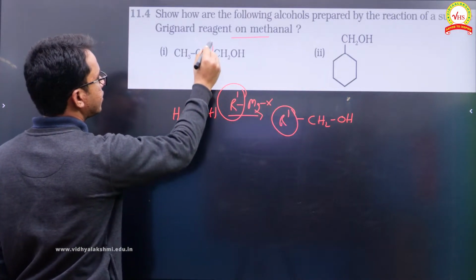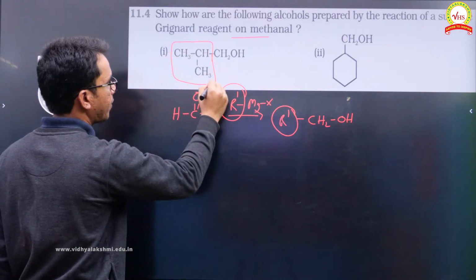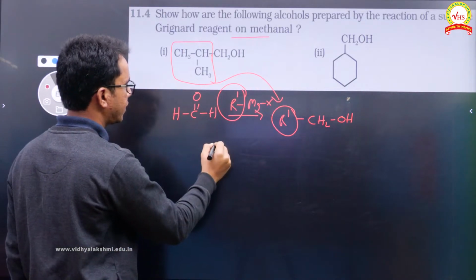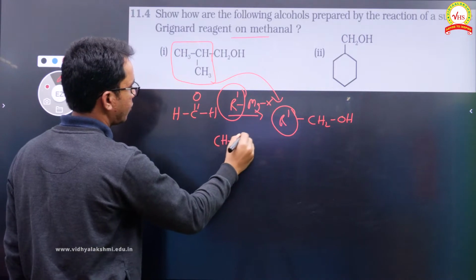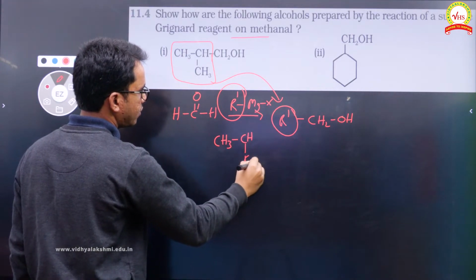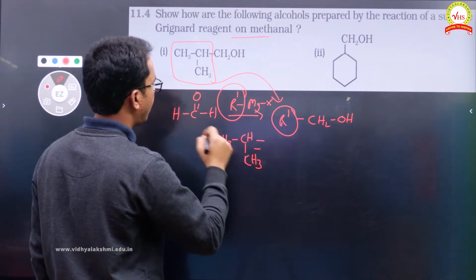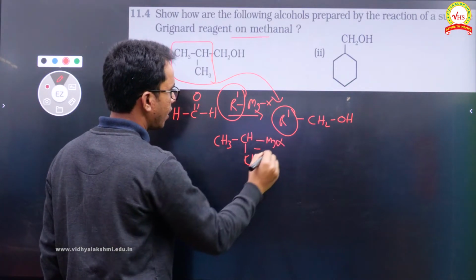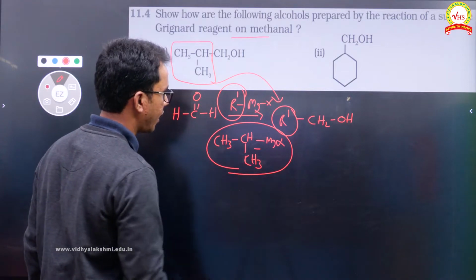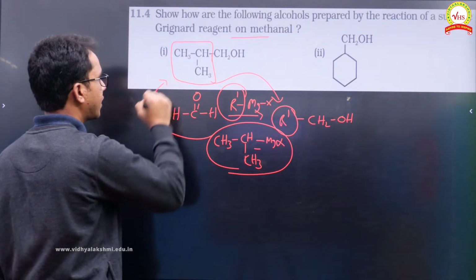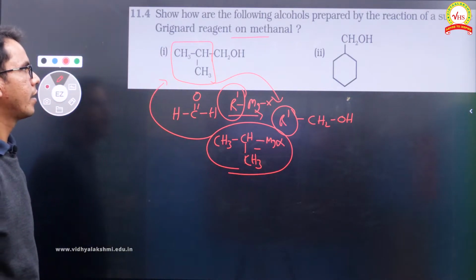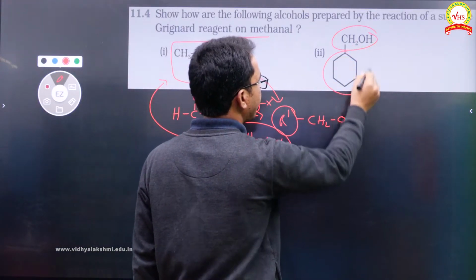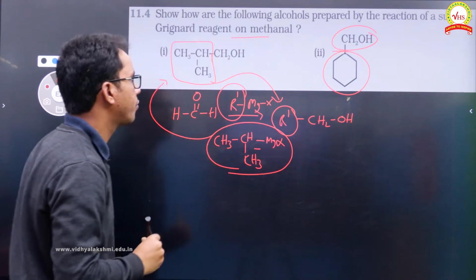Now what is this group we have? That is R dash. Let us take this one, the isopropyl group, CH3 and MgX. If you use this particular reagent over there, we will get this particular alcohol. Over here also, methanol is the common one, and the alkyl group is this one only. How do we have to prepare that one?